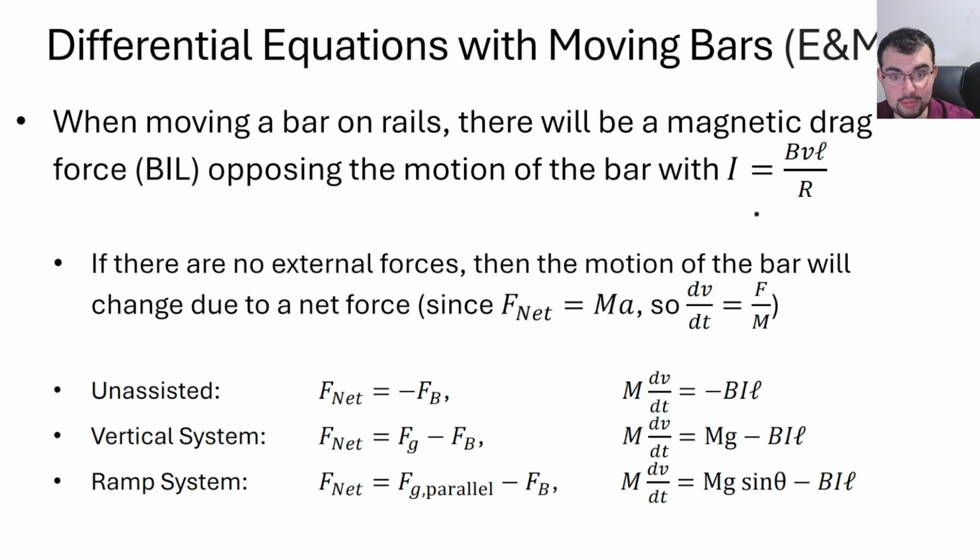Now, if you have a moving bar, this is the Newton's second law equation, F equals ma, or F equals m dv/dt. You have to know these cases of the bar rail system. So if the bar is just getting stopped by the magnetic force, BIL is fighting the bar, nobody's helping. So F net is negative BIL. If you're dropping your bar, gravity's helping the bar move, but BIL is fighting. So you get mg minus BIL. If you're on a ramp, gravity's helping, BIL is fighting, but not all of gravity, because some of the gravity's wasted by going into the ramp.